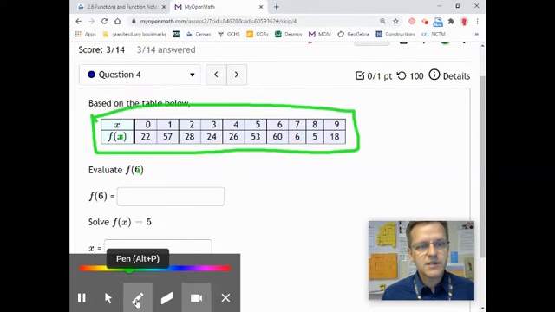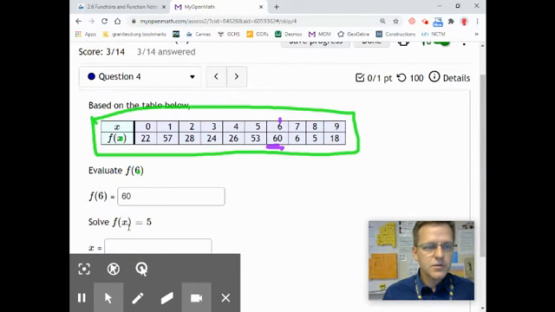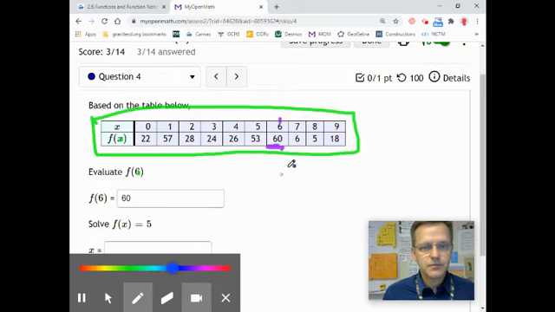When X turns into 6, that's like saying that you push button number 6. When you push button number 6, what comes out? Well, that's pretty easy. I think you get 60. And then this says the opposite. This says, what about your machine if it gives you a number 5? What is your X? So the X is your buttons. So this says, what button did you have to push to get a number 5? To get a number 5, you'd have to push the 8 button.